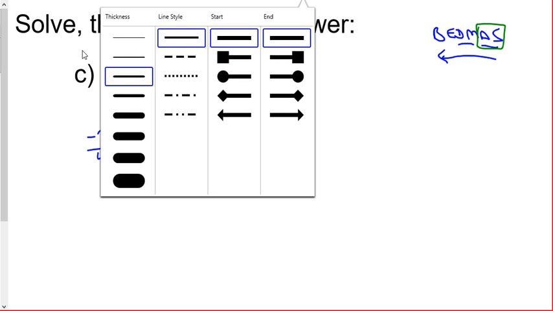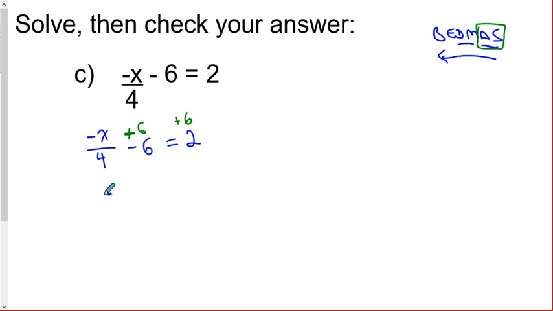Oops, let's go back to blue. So I got a -x over 4 on this side. That's all that's left over. And on the other side, 2 plus 6 is 8. Well, what's my next thing? I got to undo dividing and multiplying. So let's undo. Now you might say there's only dividing. It's not actually true. This one's a little tricky.